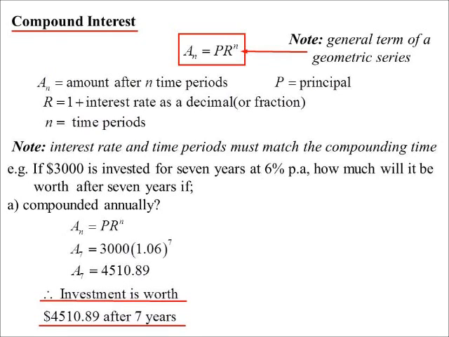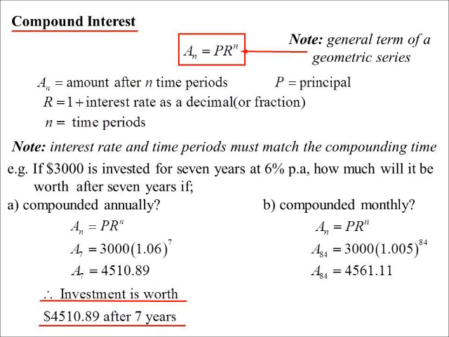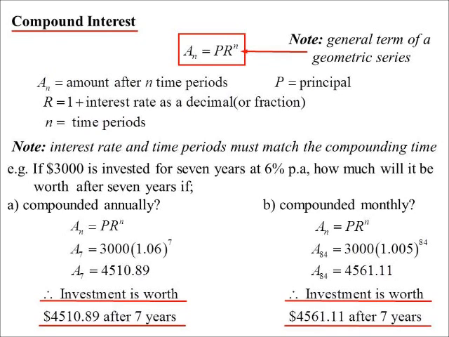So obviously it's more. But if we compounded monthly rather than annually, now the interest rate changes, because instead of 6% per annum, it's now 0.5% per month. And instead of 7 years, I've got 84 months. And we can see we get a bit more money, only a little bit, but then we are only investing a little bit. It was just $3,000 there. So $4,561.11. Okay.